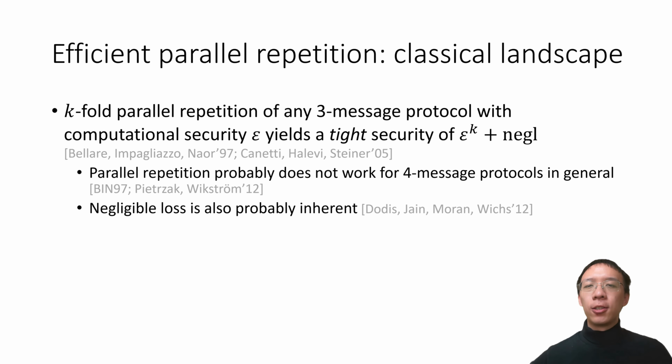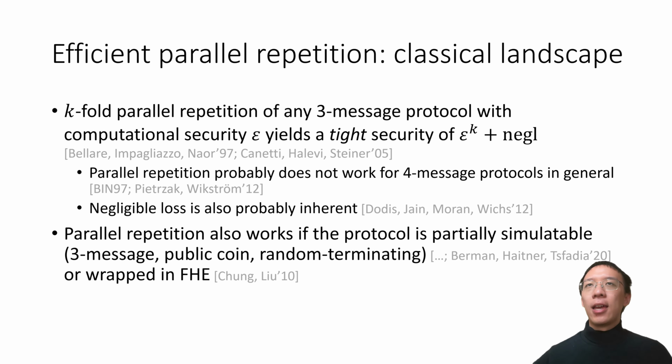It turns out there is also something we can do for four-message protocols and beyond. And of course, you cannot just simply apply parallel repetition. You need to change the protocol before you do that. So in particular, we know that parallel repetition also works even for many-message protocols if the protocol satisfies a property called partially simulatable, either that or if the protocol is wrapped in a fully homomorphic encryption.